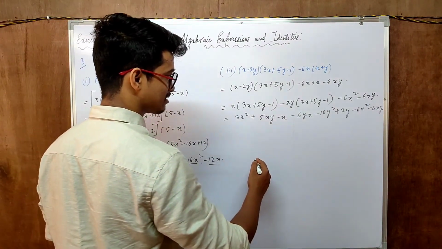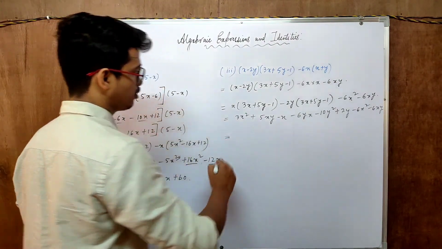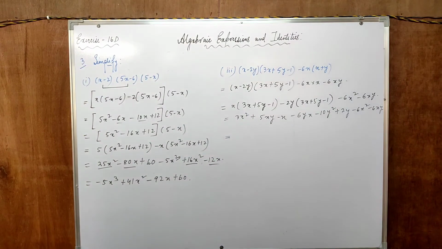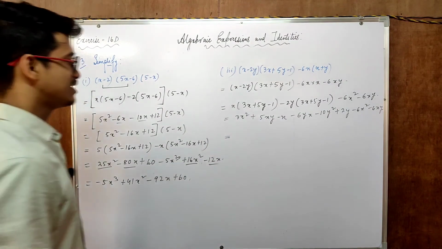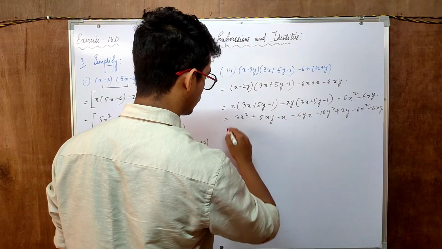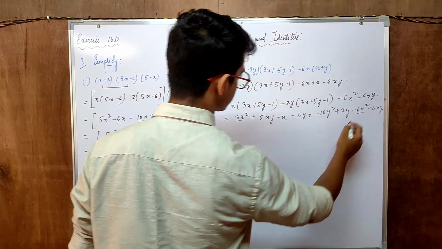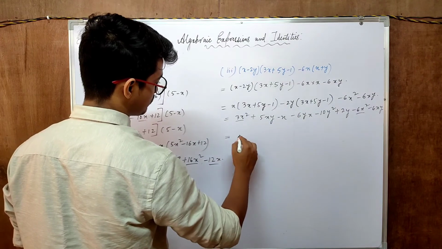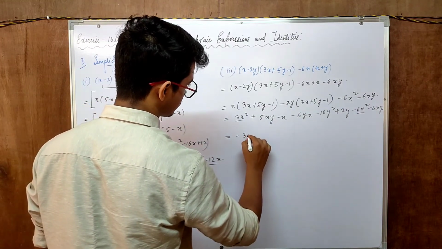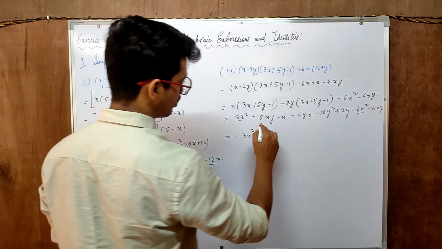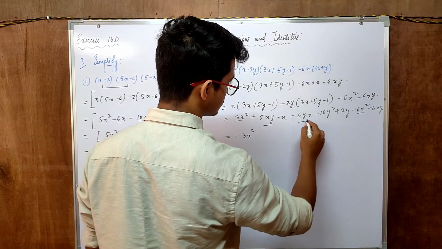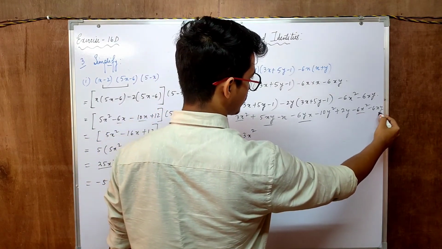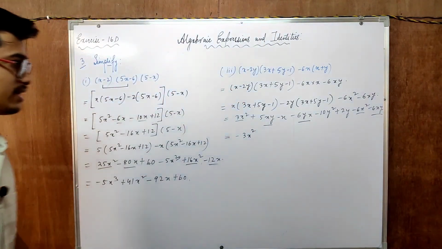Okay, so let's just finalize the whole sum together. So let's just do that. So that means we have to find out the like terms. So 3x square and 6x square are there, with different signs, so that means we have to subtract. So it will be minus 3x square. After that, move on, 5xy, 6yx and minus 6xy.